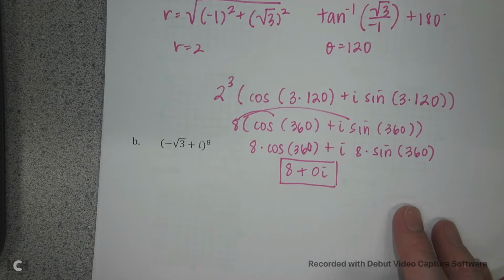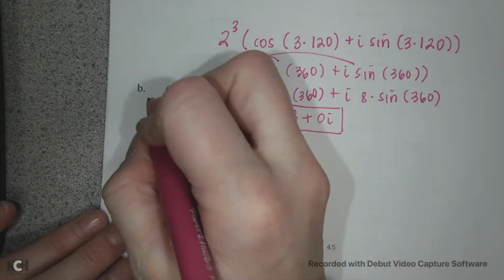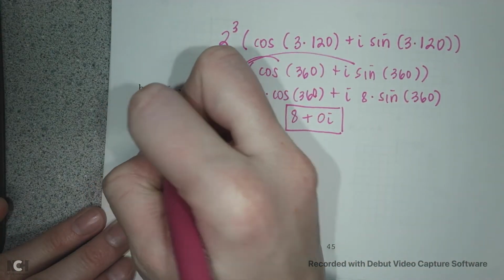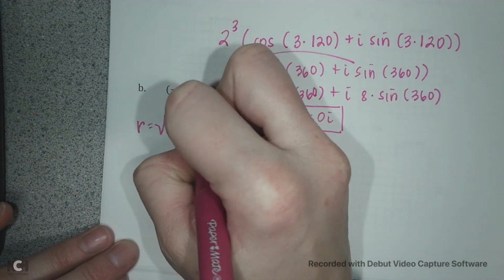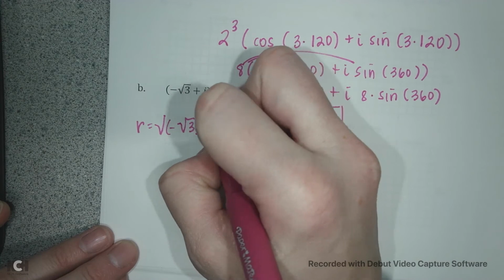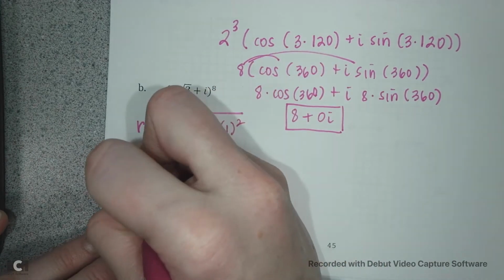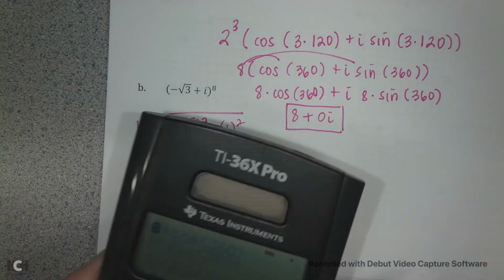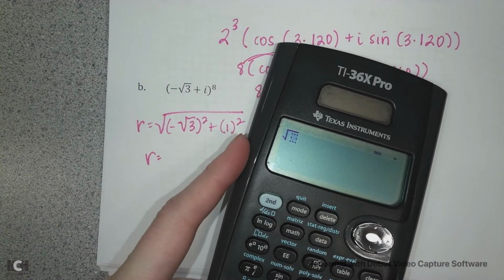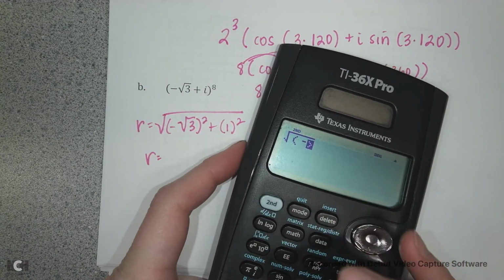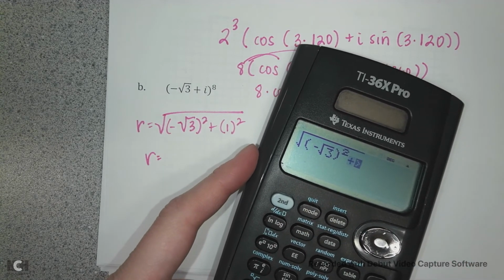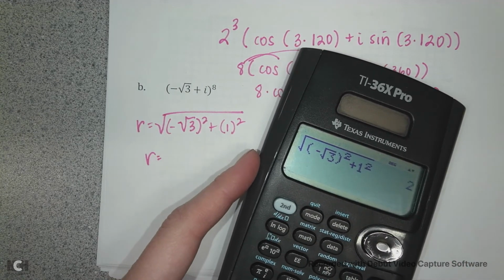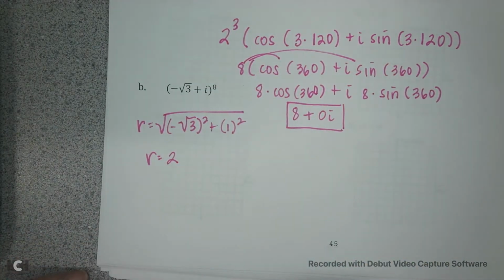Okay, so we can do one more. For this one, the first thing we're going to do is figure out what our r value is. So that is the square root of negative square root of 3 squared plus 1 squared, and that is 2. So r is 2. That's basically the same thing as before.